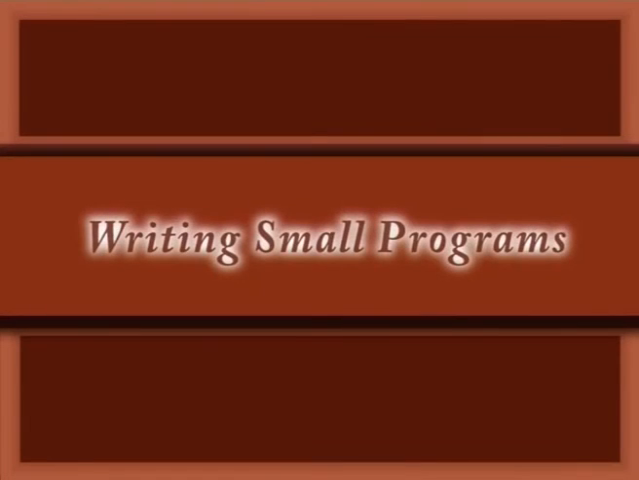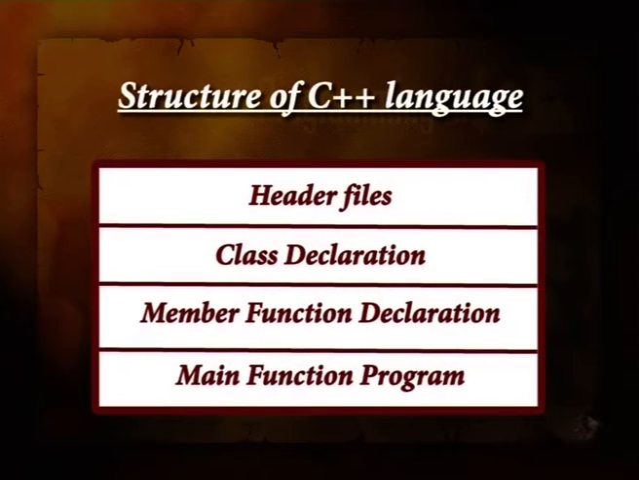Writing small programs. Now, let us start writing small C++ programs, but before writing them, we must know the basic structure of the C++ language in which every program has to be written. This is known as the structure of C++ language. Any C++ program has the following format in which it is written. All header files to be included have to be written at the beginning of any program.